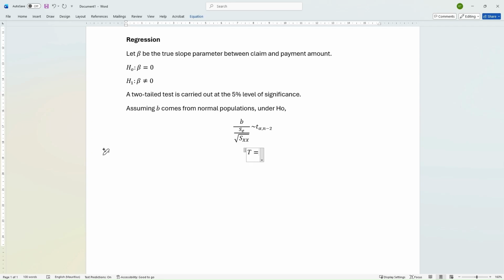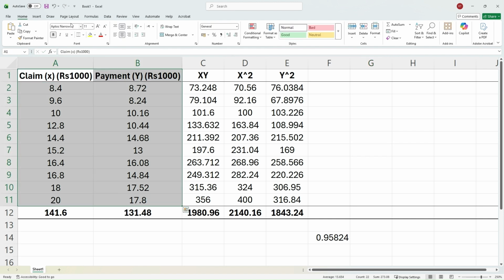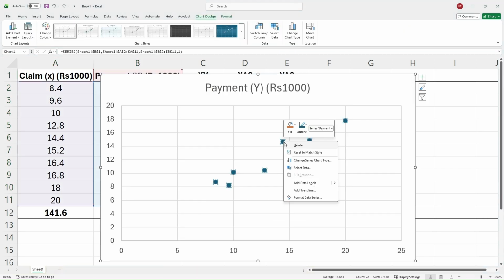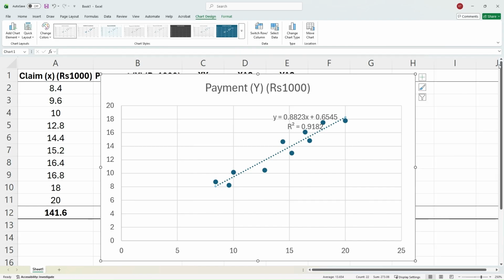The t is obtained by taking b. I can compute it, but rather I will do something else. Let me show you how you can obtain that quickly. You can draw a scatter diagram as you're seeing, and then you right click on any of these points and add trend line. When you add trend line, you will see that there is linear, etc. You keep it as linear, and then you say display equation on chart, and you can display R squared as well if you want to check the coefficient of determination later.